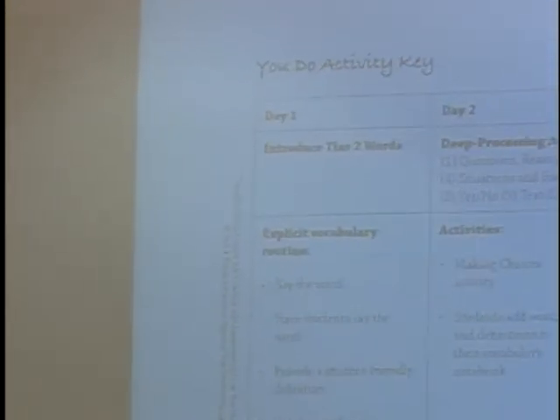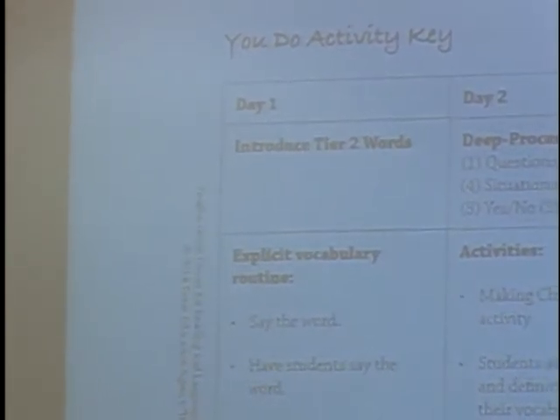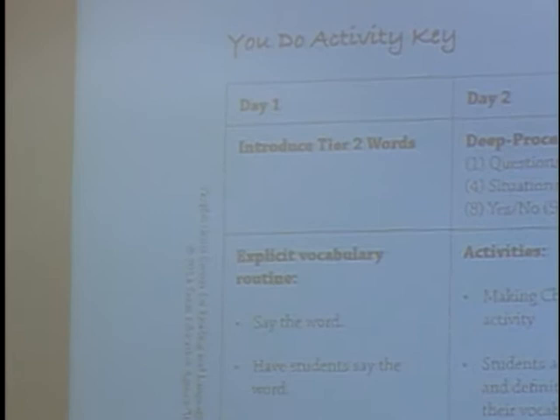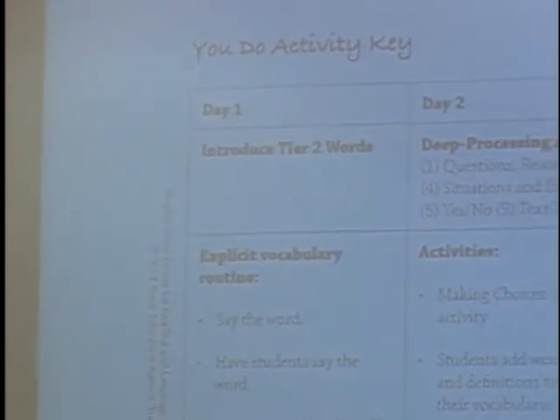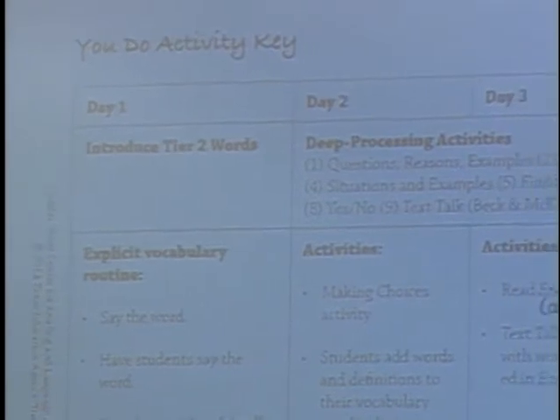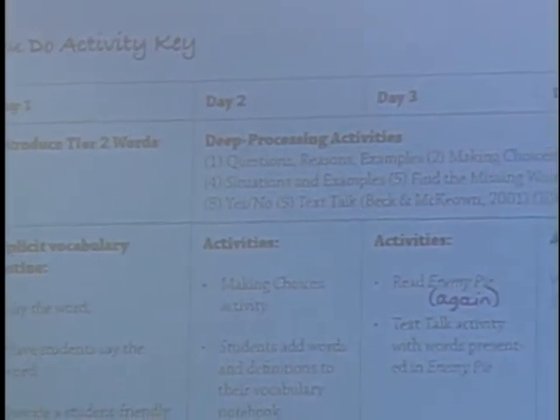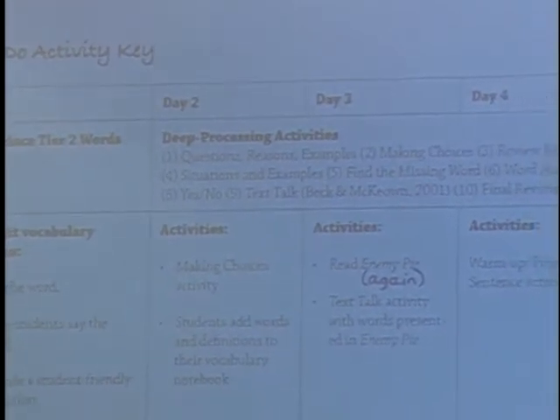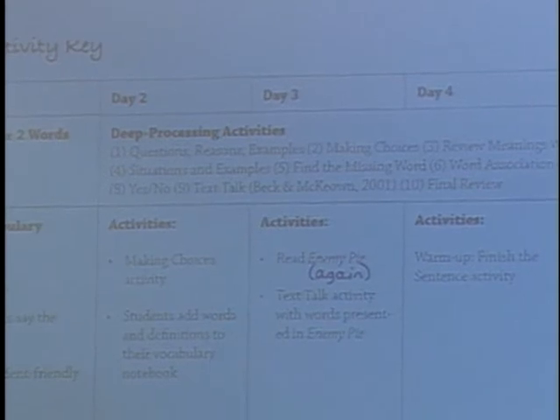Okay? So I'll read an example for you. So day one, obviously, I'm going to introduce the words using the explicit vocabulary routine. Okay? I'm moving to day two. I'm going to review the definitions of the words. I'm going to lead the students through that making choices activity. I'm going to provide the students with the time to add the words and the definitions to their vocabulary notebook.